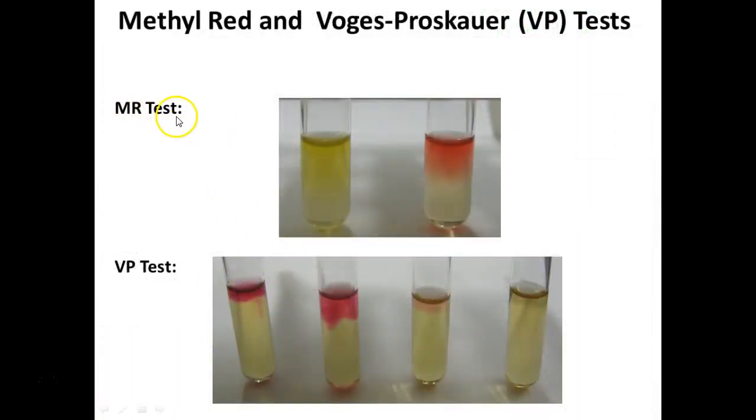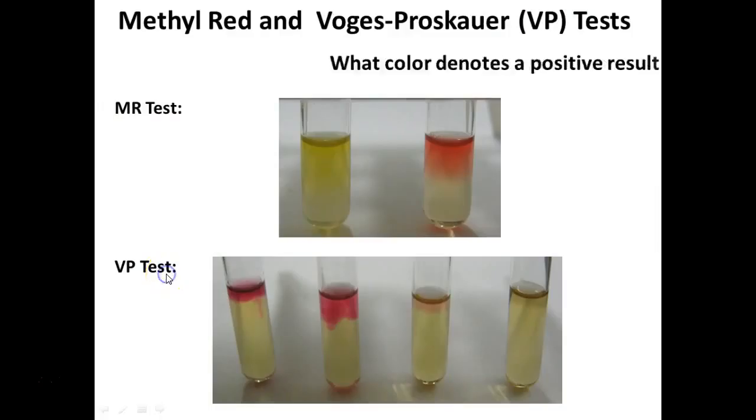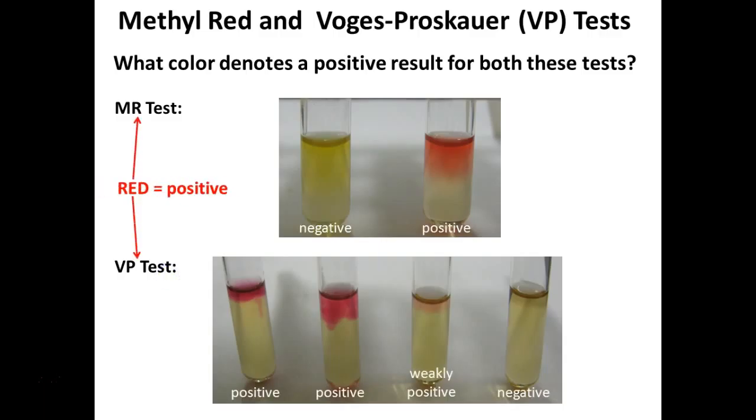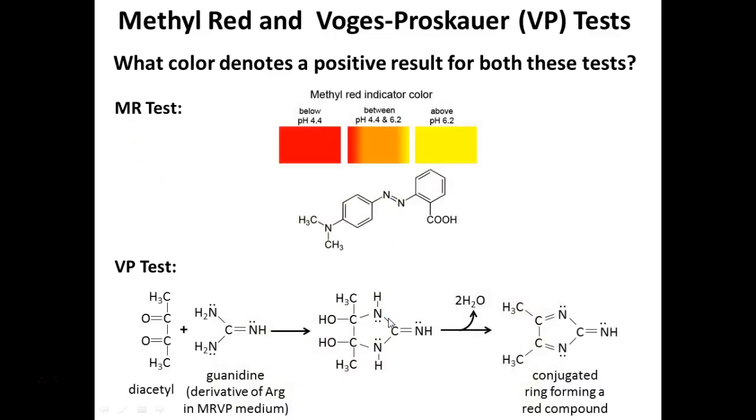So for the methyl red test and the VP test, what color indicates positive? Red for both of these. Just worked out that way. So notice this one's kind of a weak positive, but it's positive. There's red there. So the methyl red test, again, is just a pH test, whereas with the VP test, a chemical reaction has to take place in order to form this molecule that produces the red color.